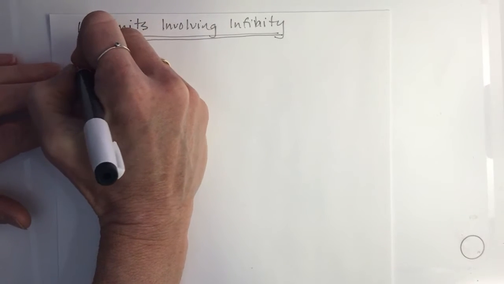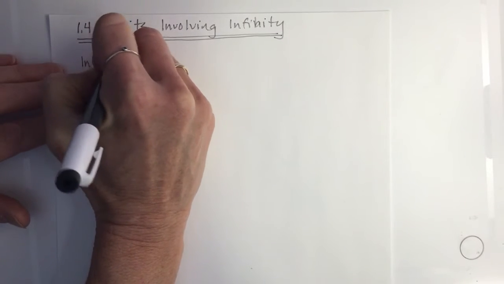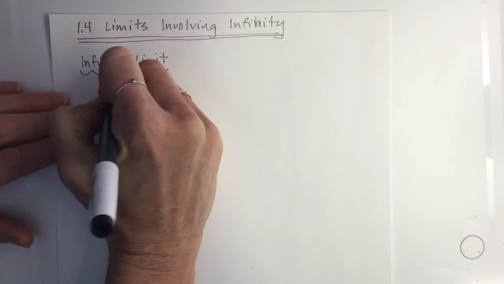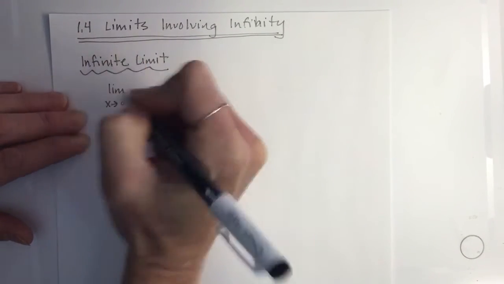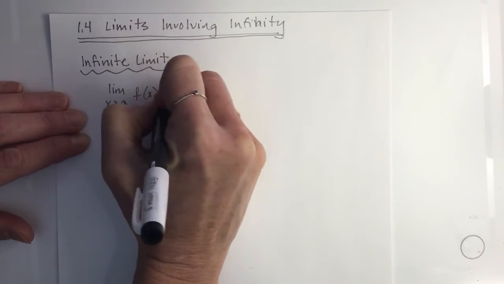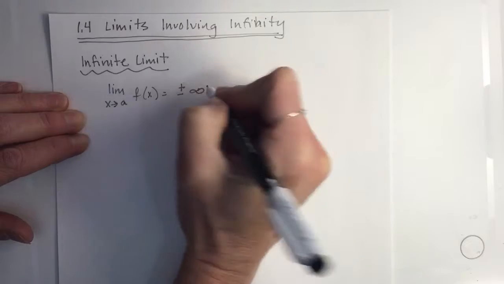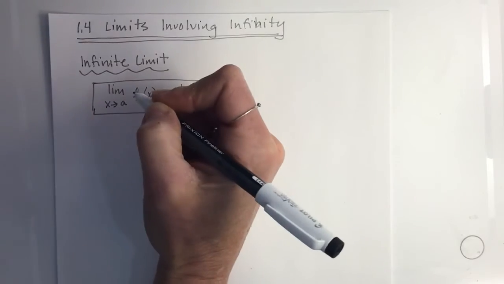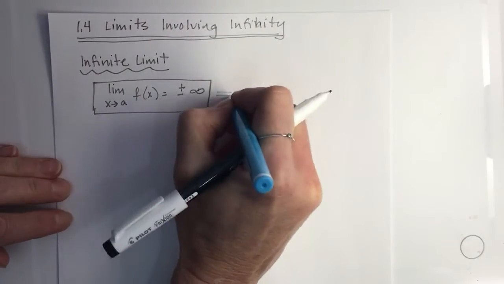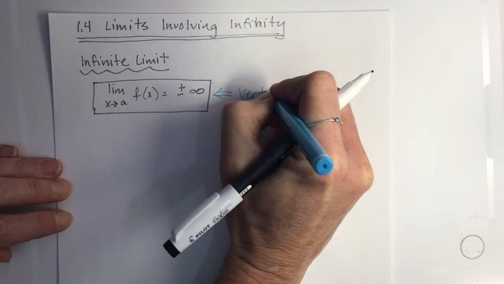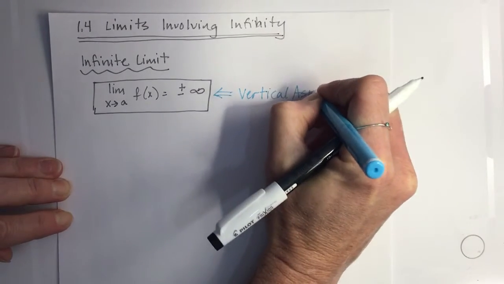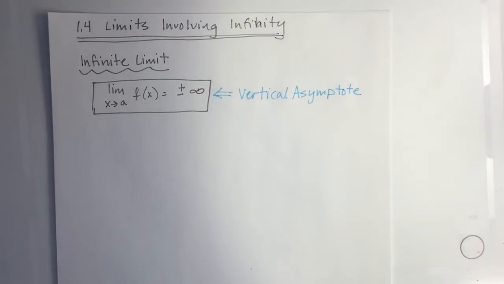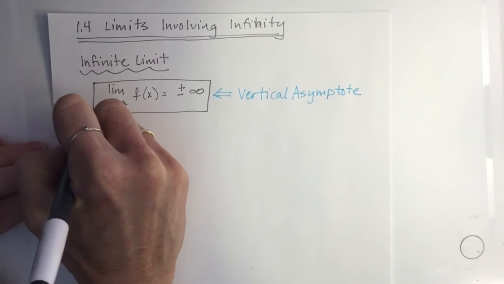So definition of an infinite limit. The limit as x approaches some number a of f of x is equal to plus or minus infinity. All right, and put a box around that. That's important, right? And this gives us a vertical asymptote. So it's kind of cool when you do the limit like this. It gives you information about the graph. So let's do a quick example to show you how that works.